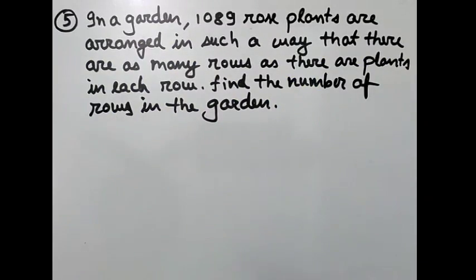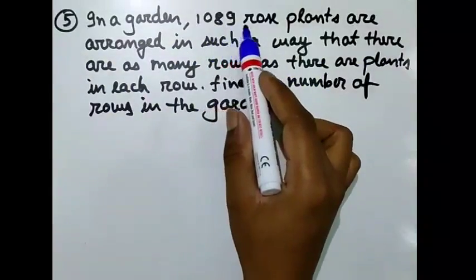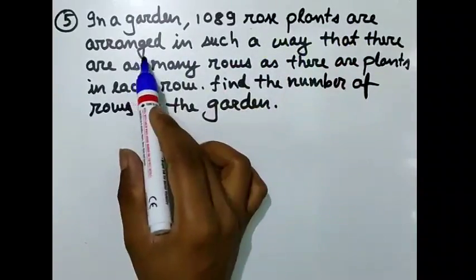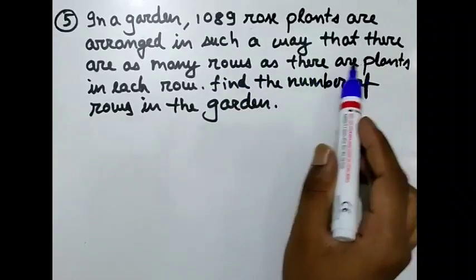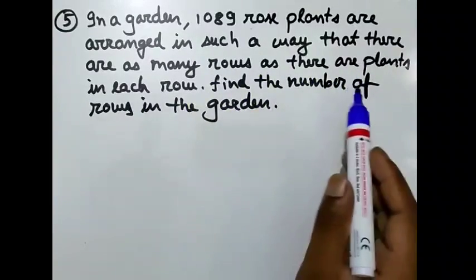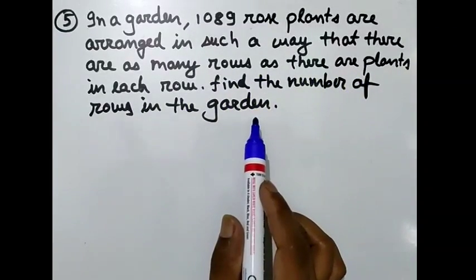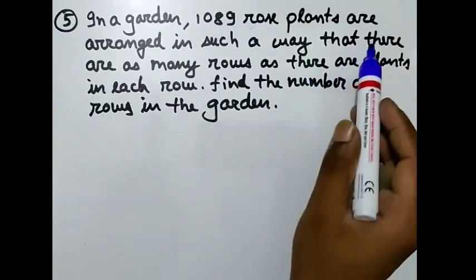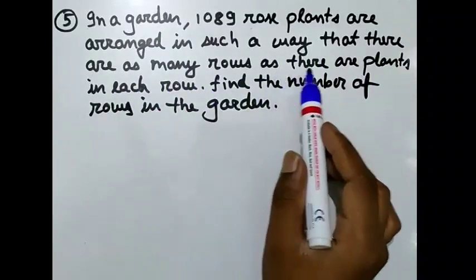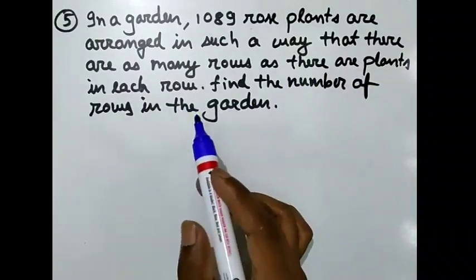In a garden, 189 rose plants are arranged in such a way that there are as many rows as there are plants in each row. Find the number of rows in the garden. Now we have to understand the question. There are as many rows as there are plants in each row.